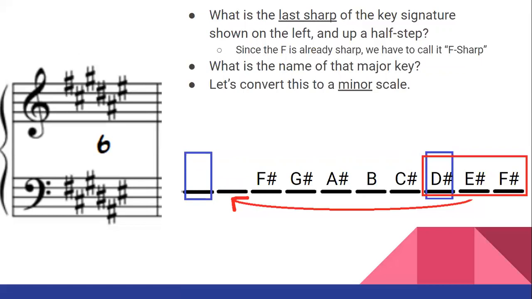Even more sharps. The last sharp here is E sharp. Take that up a half step, which is one of those weird ones. It's called the key of F sharp major. Go down 2 notes to find D sharp. D sharp is the new start and end to your minor scale. And there you have it. It's D sharp minor.